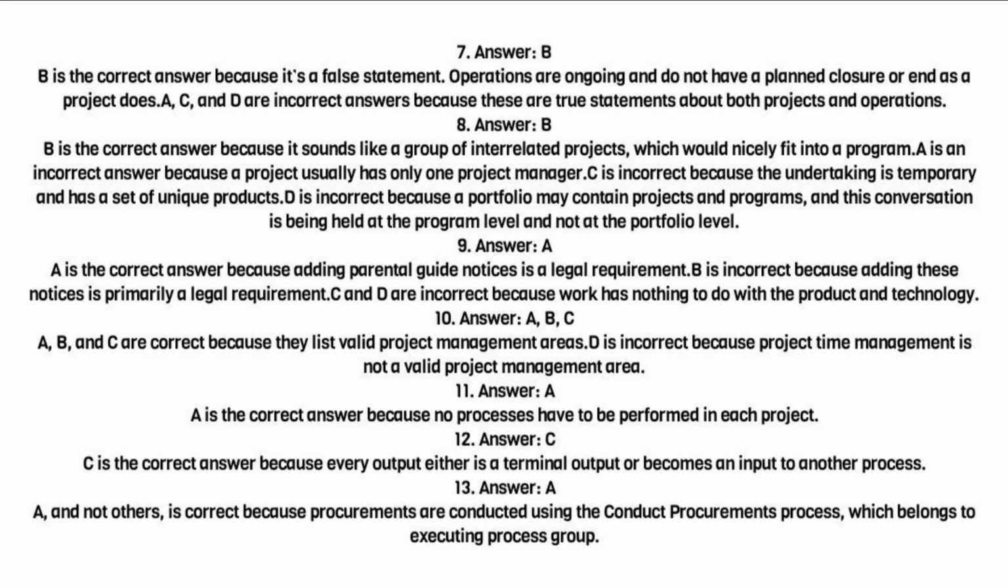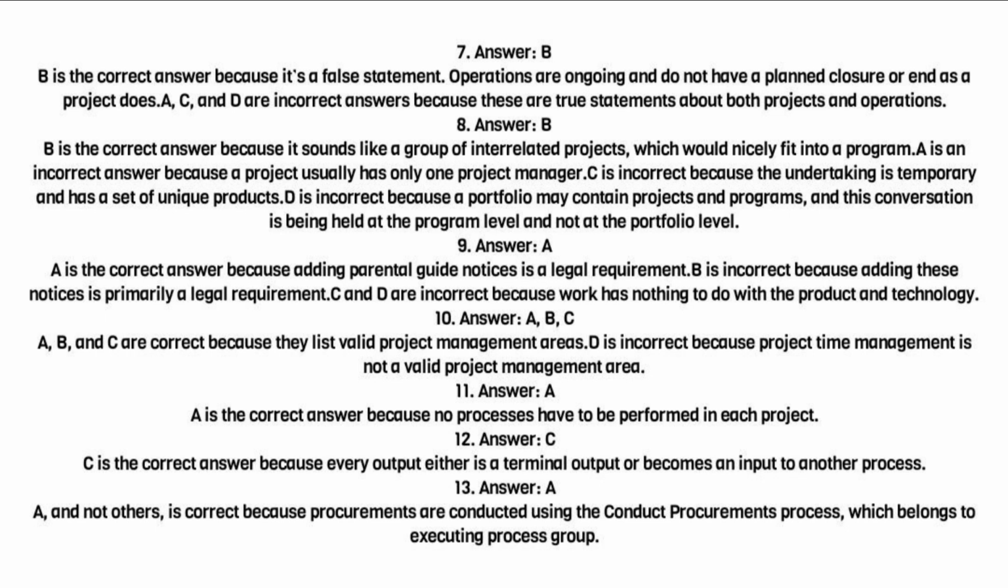7. Answer. B. B is the correct answer because it's a false statement. Operations are ongoing and do not have a planned closure or end as a project does. A, C, and D are incorrect answers because these are true statements about both projects and operations.